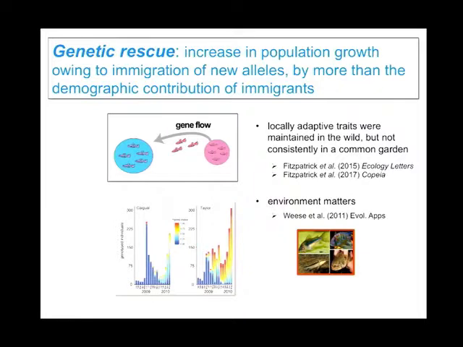The second point is that the environment really matters for this sort of scenario. A previous study has done the flip side of the introduction, where they introduced LP, low predation, fish into high predation environments. And as you would expect, there was no gene flow documented in that case because these big, slow, low predation guppies just were obliterated by the predators. So immigrants have to actually persist and survive in the environment in order for gene flow to occur at all.